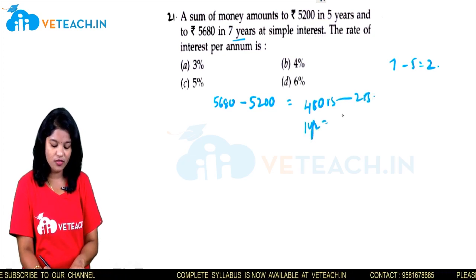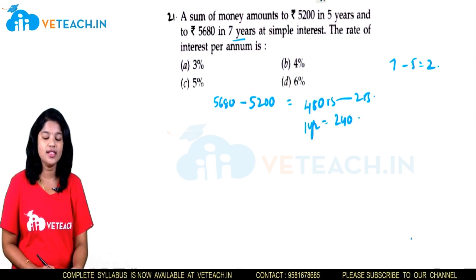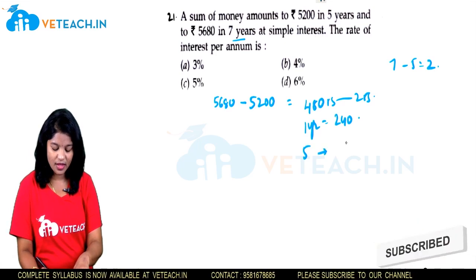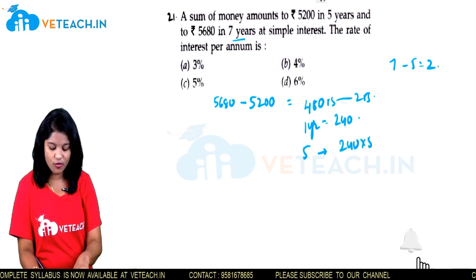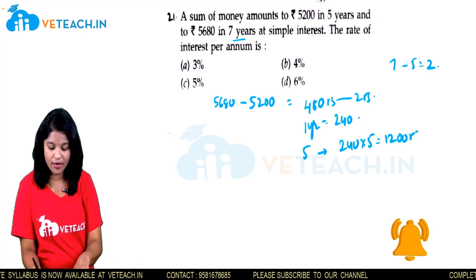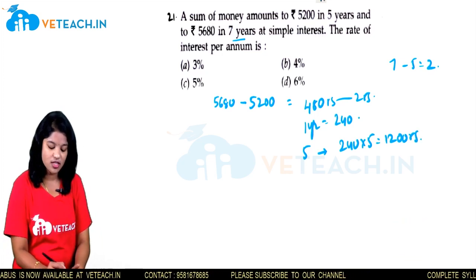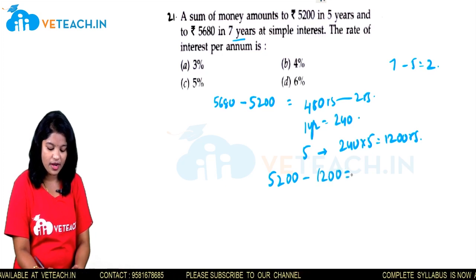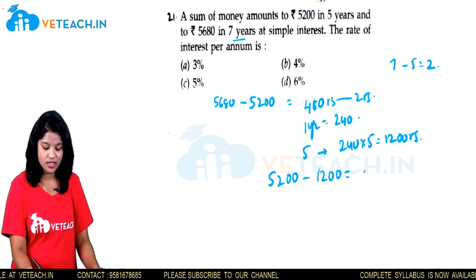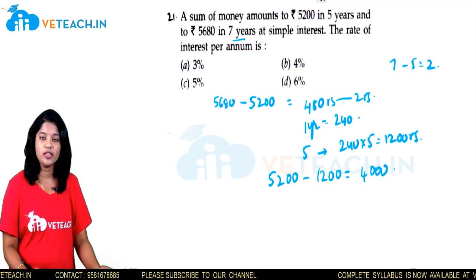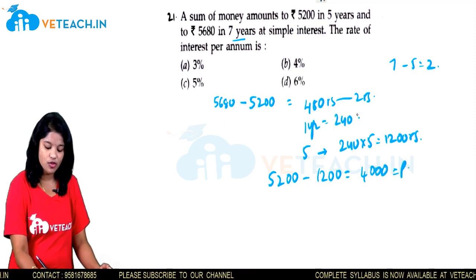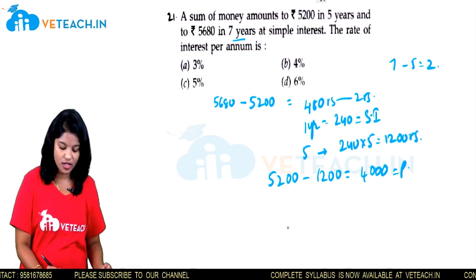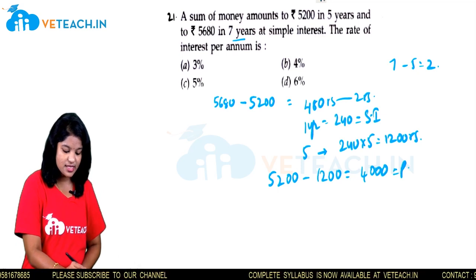So per 1 year we will get 240 rupees as simple interest. Now for 5 years it will be 240 into 5, that is nothing but equals to 1200 rupees interest for 5 years. So the total amount is 5,200. Out of that, if we subtract the interest, we will get 4,000 rupees. So the principal amount is 4,000 rupees, simple interest is 240 rupees per year, and the total number of years is 7 years.